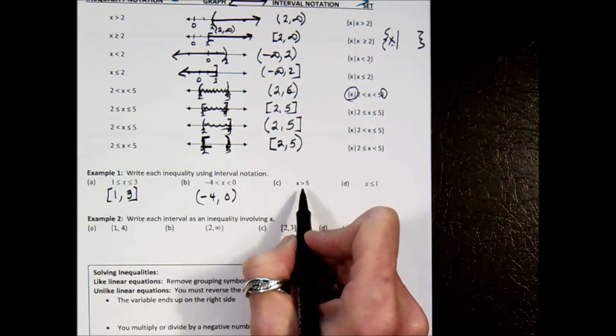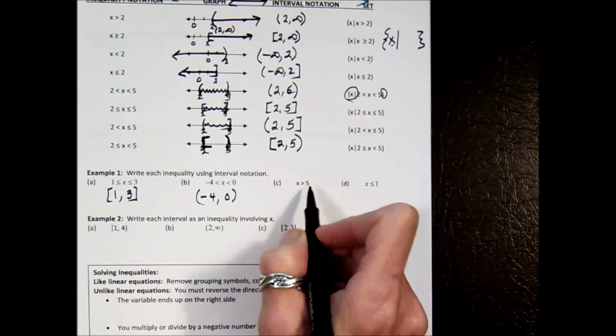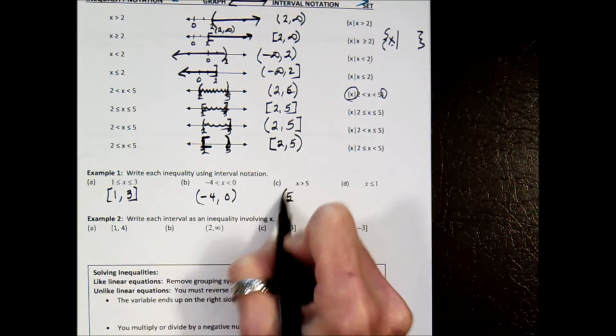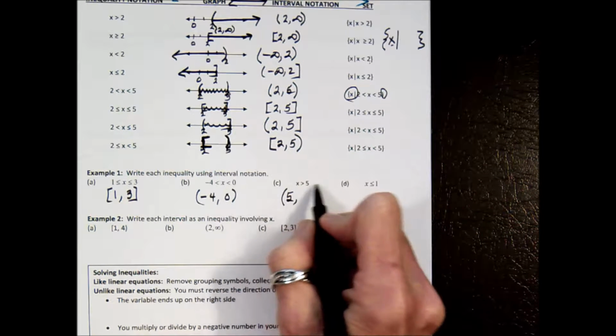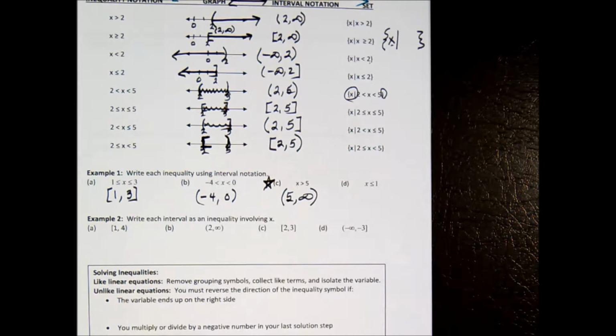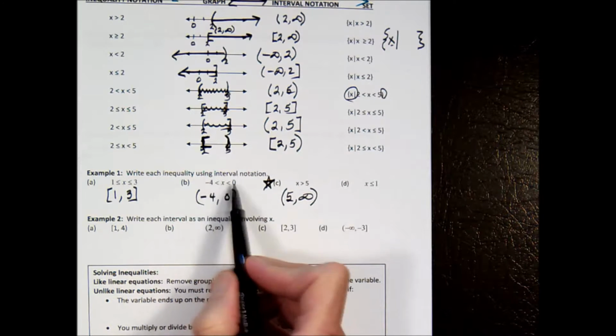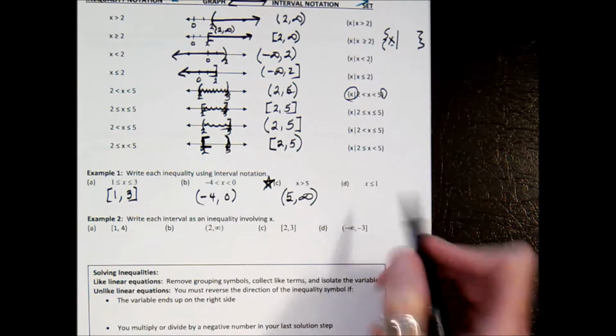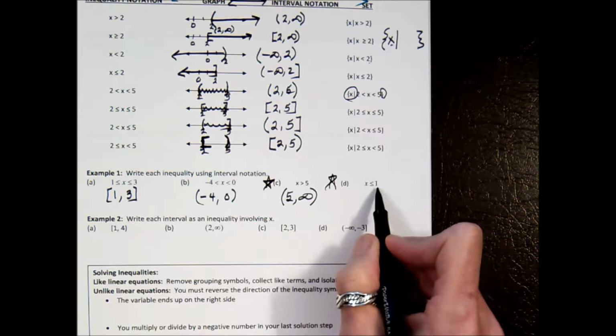This one you have to really think about. X is greater than 5. So the smallest thing is the 5. It's not included, but it's greater than 5. It goes all the way up to infinity. So this one's a little bit harder because here you see both of the numbers. Here you don't see the second symbol. X is less than or equal to 1.